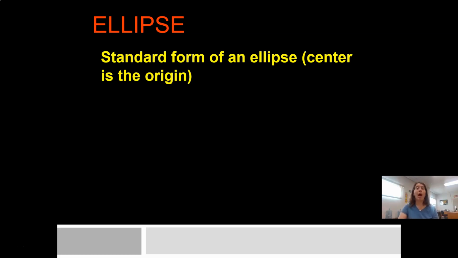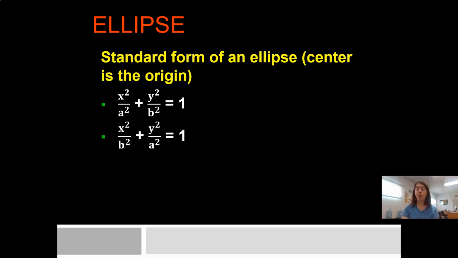Now, you may be thinking, why are there two separate equations? Because it depends: is the ellipse stretched out along the x-axis, or is the ellipse stretched out along the y-axis? Let me go ahead and show you what these two equations look like, so make sure you jot these down in your notebook for me.